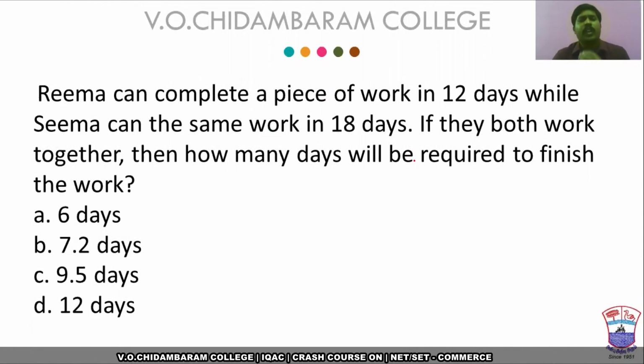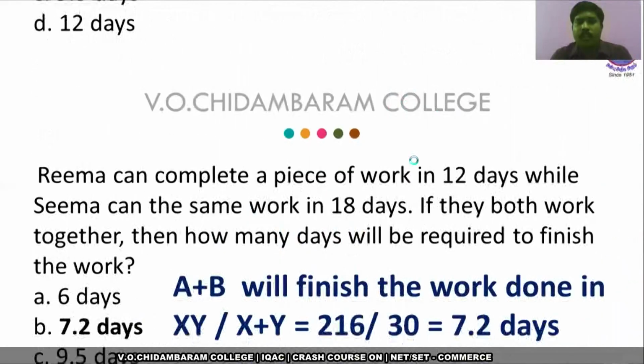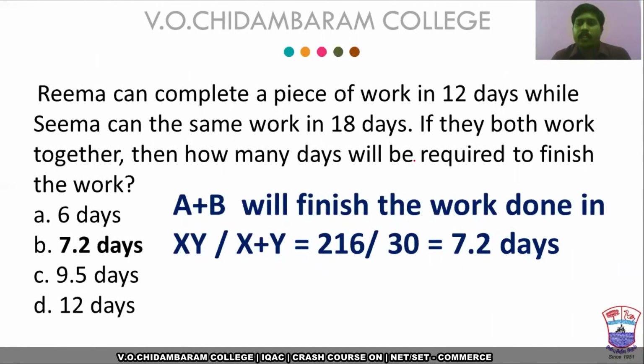So the first sum: Rima can complete a piece of work in 12 days, while Seema can do the same work in 18 days. If they both work together, then how many days will be required to finish the work? Four probable answers have been given to you, and you have to choose the best. Take Rima as A. She will complete the work in 12 days, so A's working time is 12. Seema's working time is 18, so for B, working time is 18.